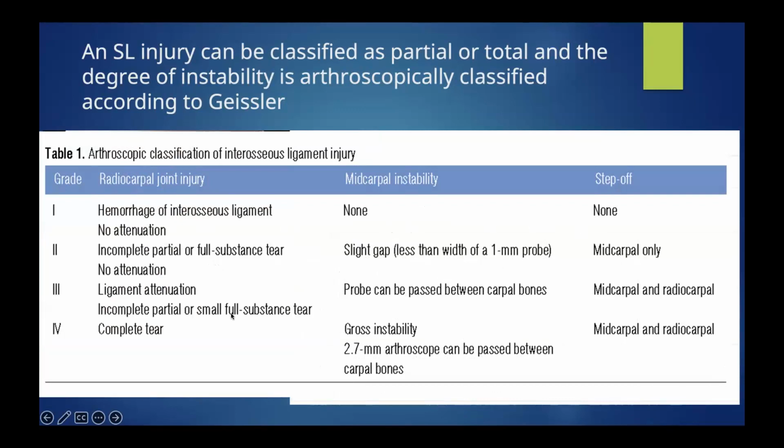And grade 3 is ligament attenuation, incomplete partial or small full substance tear. Here the probe can pass through the carpal bones, and there is midcarpal and radiocarpal step off. And grade 4 is a complete tear with gross instability. There is again step off both midcarpal and radiocarpal.